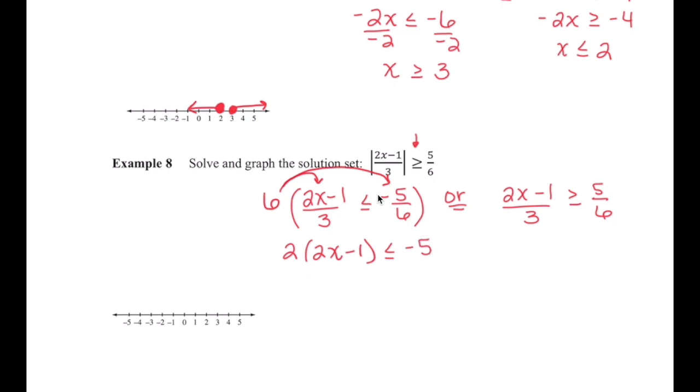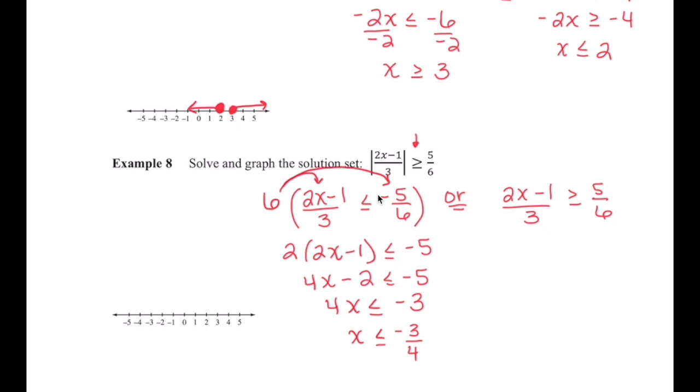And we'll continue solving by distributing. So 4x minus 2 is less than or equal to negative 5. Add 2 to both sides. 4x is less than or equal to negative 3. And then dividing by positive 4, we have x is less than or equal to negative 3/4.